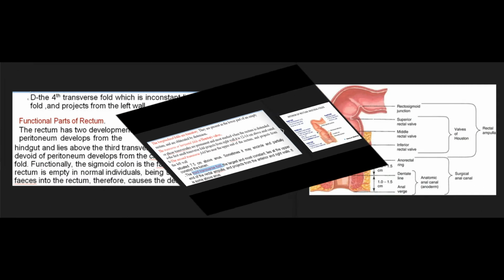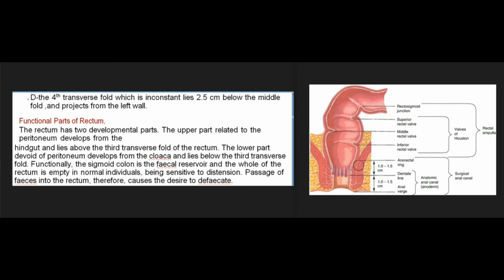C. The third transverse fold, the largest and most constant, lies at the upper end of the rectal ampulla, and projects from the anterior and right walls. It is some distance above the anus. D. The fourth transverse fold, which is inconstant, lies 2.5 cm below the middle fold and projects from the left wall. Functional parts of rectum.